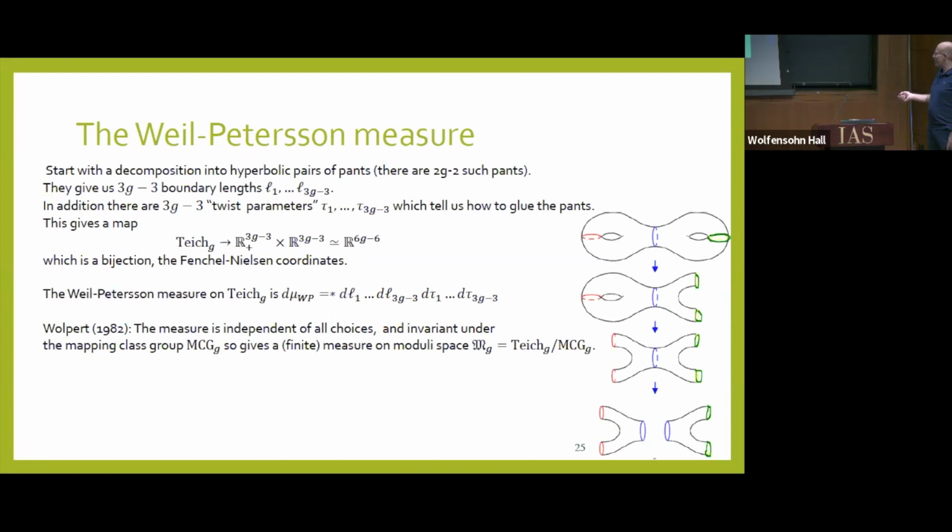This is a pair of pants, right? There are 3 boundary components in genus 0. And then what you do is you glue them together here, the blue ones. You glue the green ones here, the red ones here, and you get the surface. So any surface has a pair of pants decomposition. There are actually many decompositions.